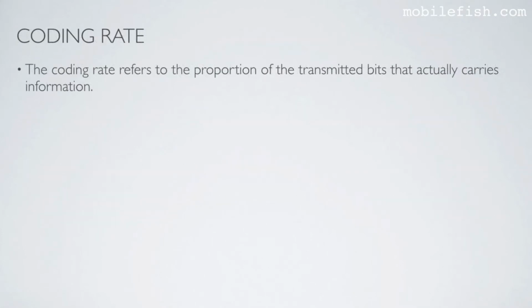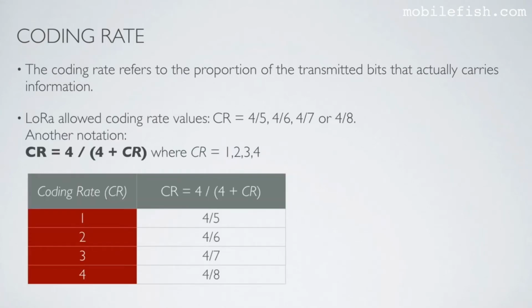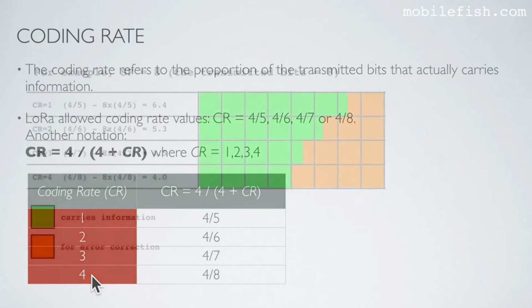The coding rate refers to the proportion of the transmitted bits that actually carries information. LoRa allowed coding rates values are 4/5, 4/6, 4/7, or 4/8. Here is another coding rate notation where CR can be the values 1, 2, 3, or 4. So if we say the coding rate is 1, we mean the coding rate is 4/5. If we say the coding rate is 2, we mean the coding rate is 4/6, etc.